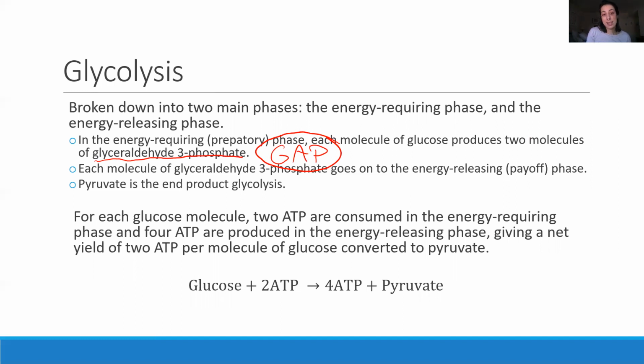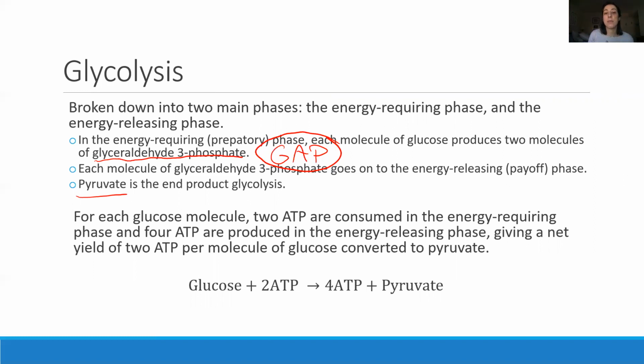For glycolysis, each of these glyceraldehyde 3-phosphate molecules, these GAP molecules, then go into the energy releasing or the payoff phase. And remember, our very end molecule, the molecule that we stop at for glycolysis, is pyruvate. So each GAP molecule becomes a pyruvate molecule.